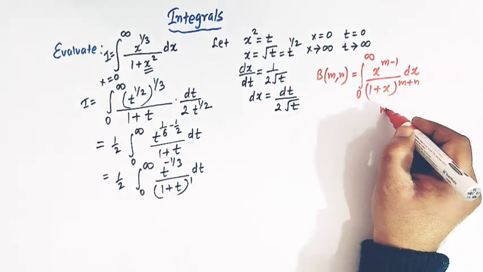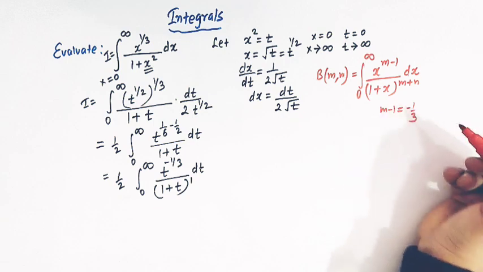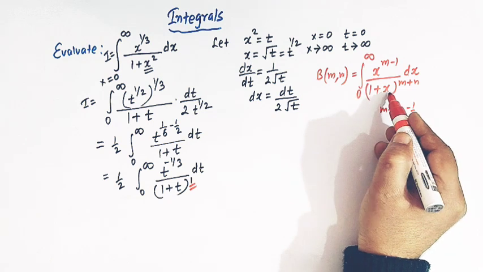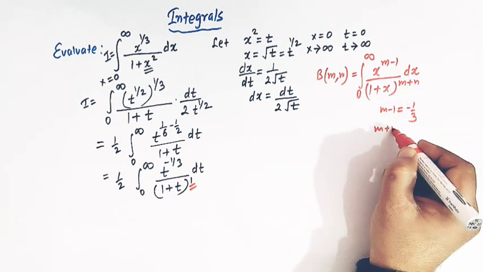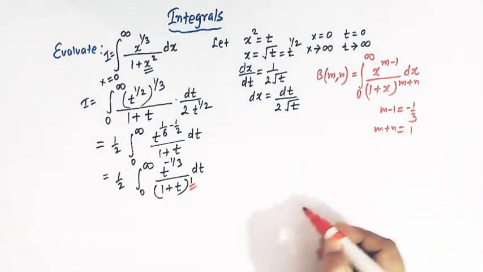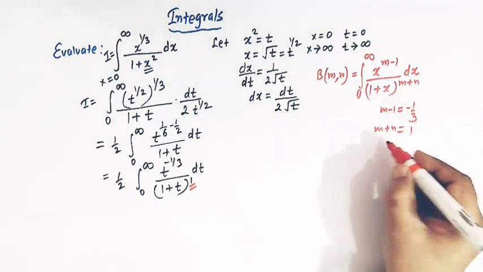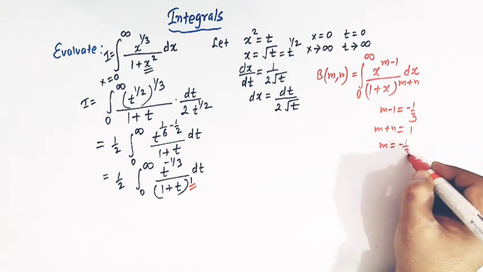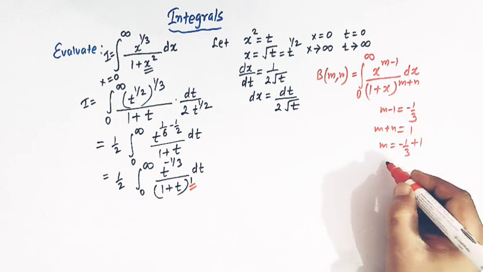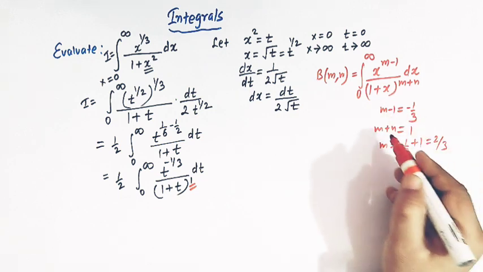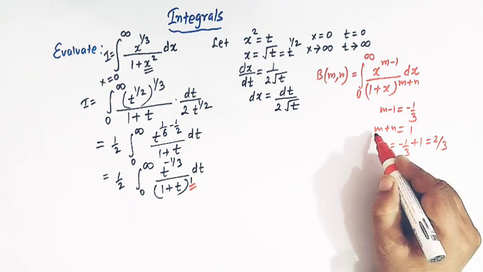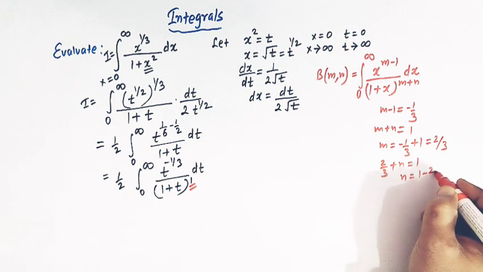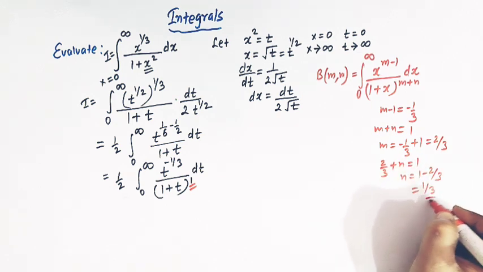So if we write m minus 1 is equal to minus 1 by 3, and here we have 1 plus t raised to 1, here we have 1 plus x raised to m plus n. So m plus n may be taken as 1. So now we have two equations. We can find out the values of m and n from these two equations. So we have minus 1 by 3 plus 1, solving this one, this is simply 2 by 3. Taking m is equal to 2 by 3 in this equation, we have 2 by 3 plus n is equal to 1. So n is 1 minus 2 by 3, that is equal to 1 by 3.